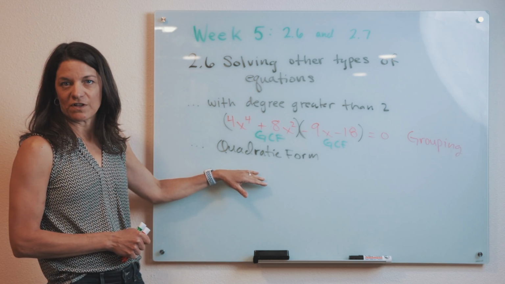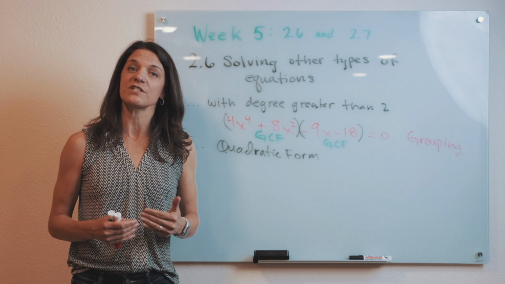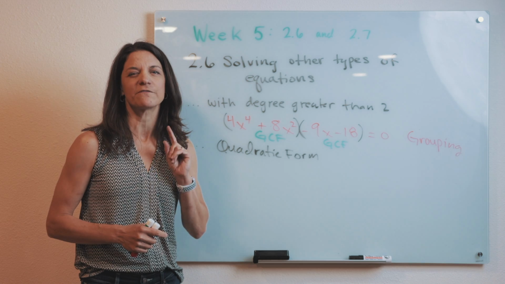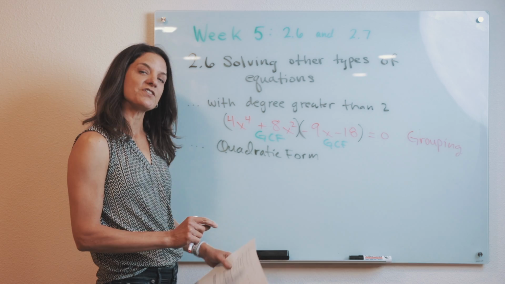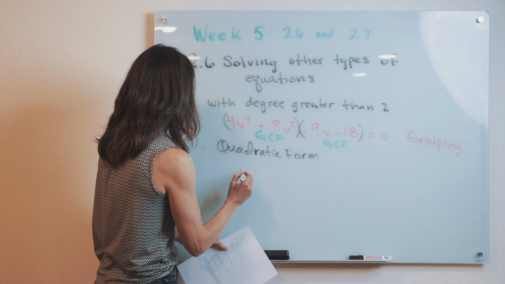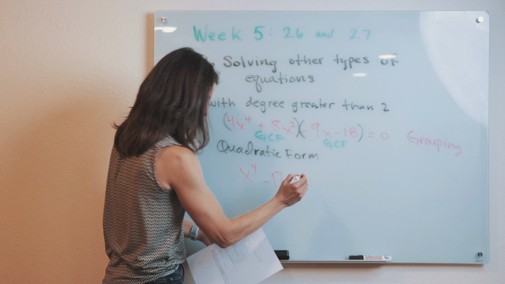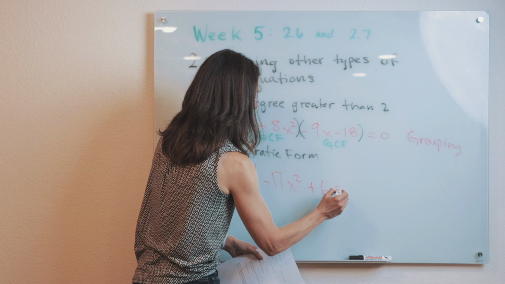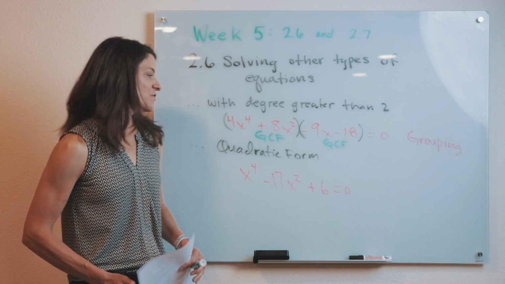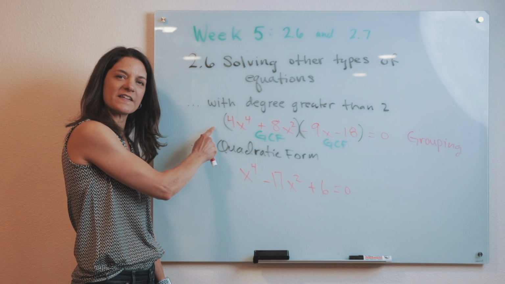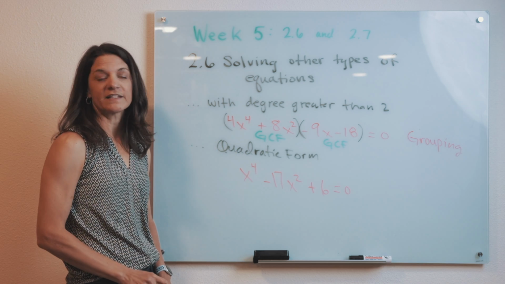There's another type that we will solve that we call the quadratic form. They're not quadratic equations. They don't necessarily have degree 2, but we can force them into being quadratic. So an example of an equation that has quadratic form is x to the 4th minus 17x squared plus 16 equals 0. So it's 4th degree and it has 3 terms. It's not going to fit into this category. We're not going to be able to factor it by grouping and solve by that method.